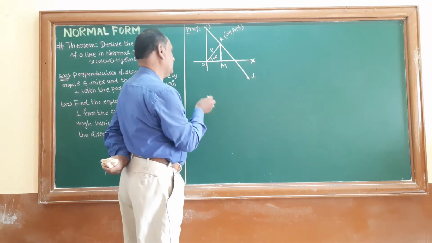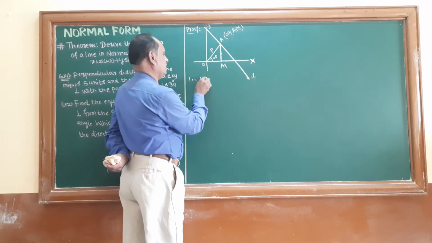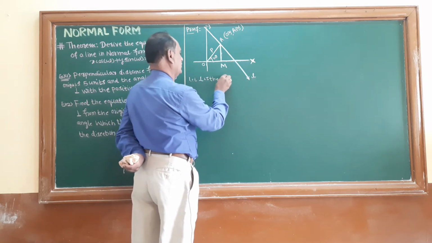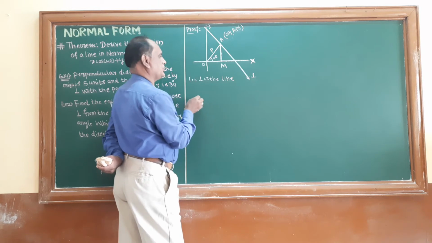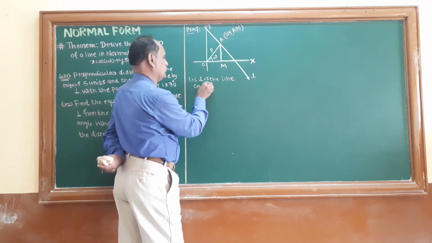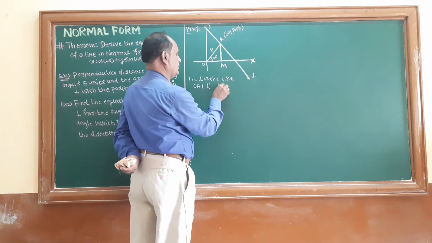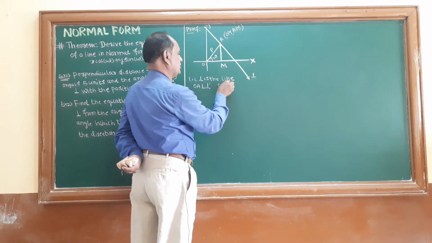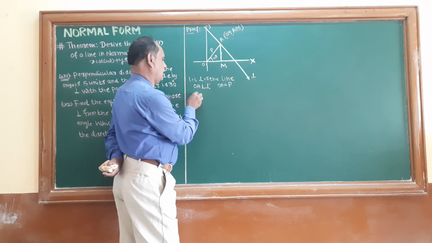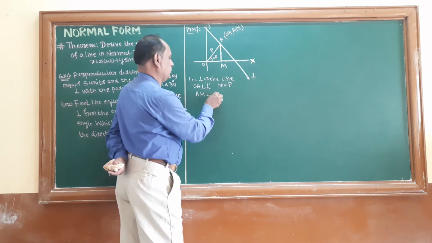Let L be the line. Very simple. Then next draw OA perpendicular to the line L. Therefore OA is equal to the distance p, as we supposed. Then again you have to draw AM perpendicular to the x-axis.